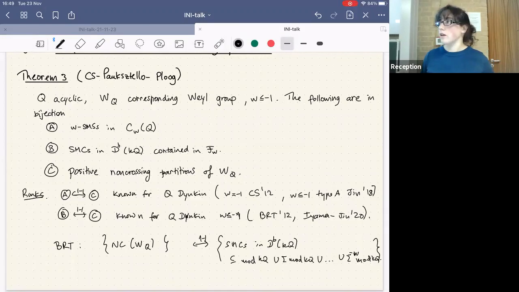So the set of W positive non-crossing partitions of WQ, does that depend on the value of W? Okay, I should say, it's W non-crossing partitions, I'll define what these are. Positive non-crossing partitions are a subset. I'll define this soon.